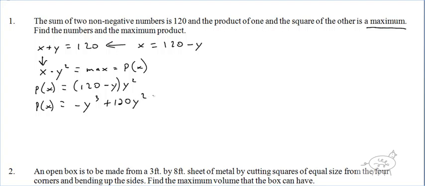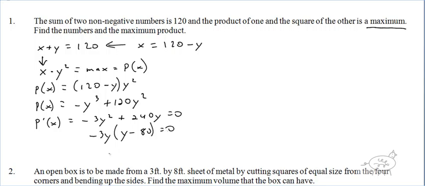And then of course we take our derivative to find our critical values. So p prime of x equals negative 3y squared plus 240y. I set that equal to 0 and factor out negative 3y times y minus 80 equals 0. So I get y is equal to 0 and y is equal to 80.